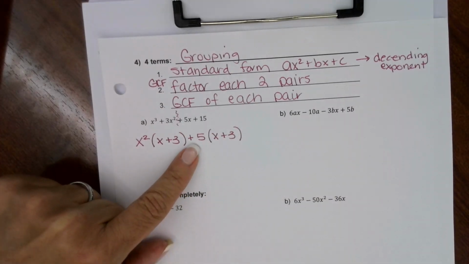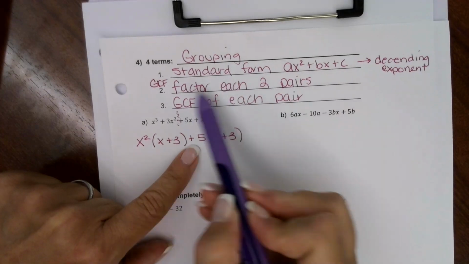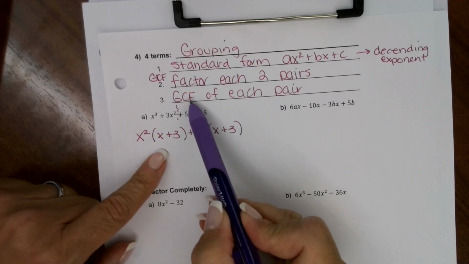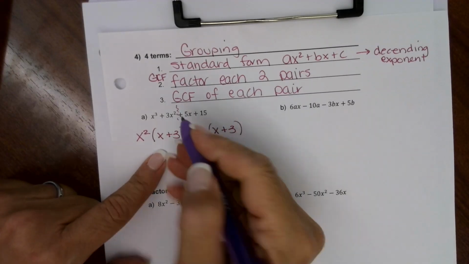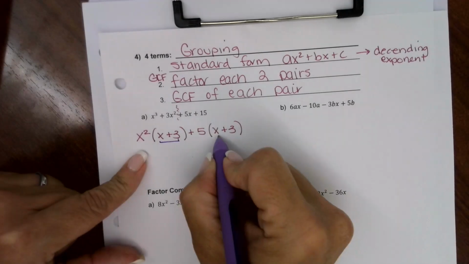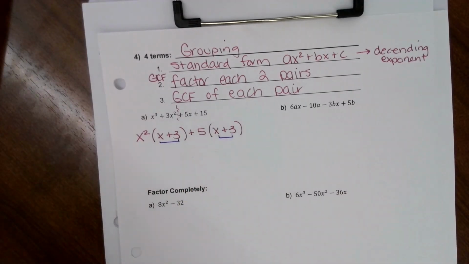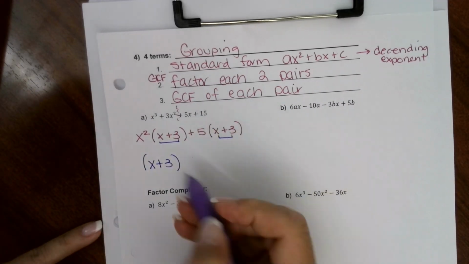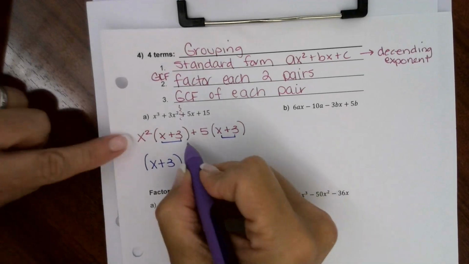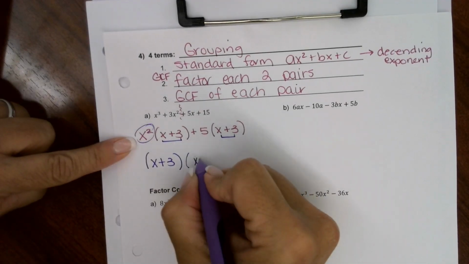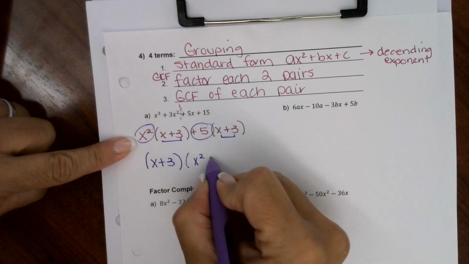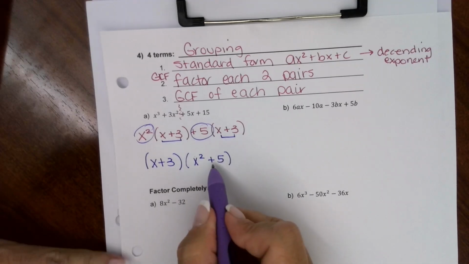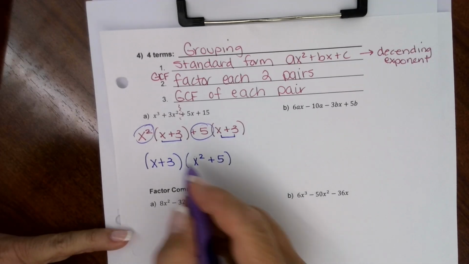Okay, so I just did number 1, standard form, number 2, factored the GCF out of each pair, and now I'm going to pull the GCF out of each pair. Well, here's my GCF, x plus 3 and x plus 3. So I'm going to factor it again, and I'm going to pull out an x plus 3. And when I do, what's left is this first term, which is x squared, and this second term, which is plus 5. And this is not a difference. It's not a square, so I'm done.